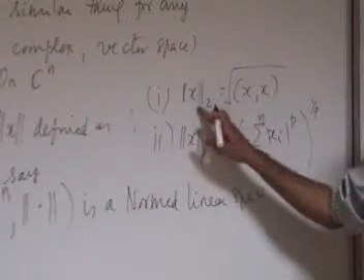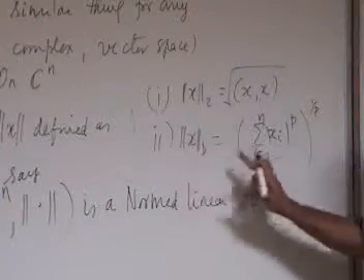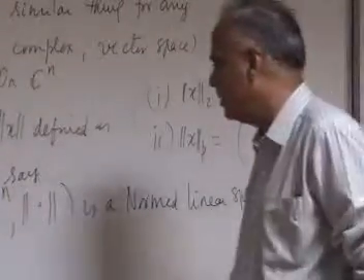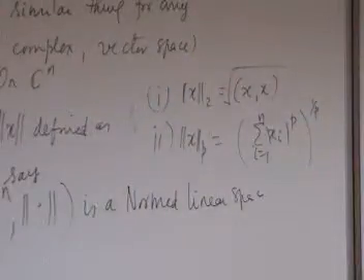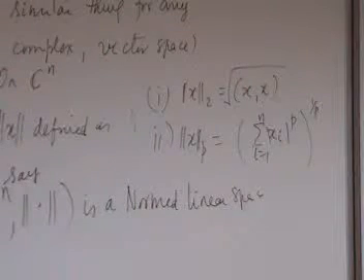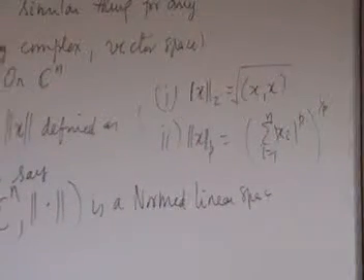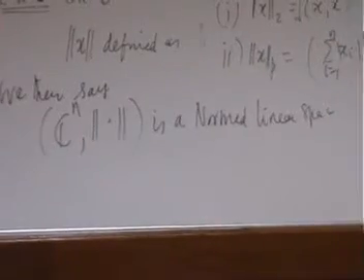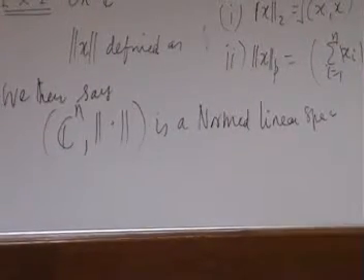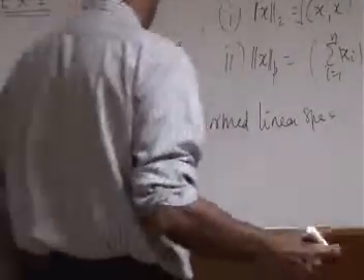This is the only norm which comes from an inner product. These norms don't come from an inner product. Every inner product space is a normed linear space. Every inner product induces a norm. But every norm need not be induced by an inner product. That's another thing we should come back to.